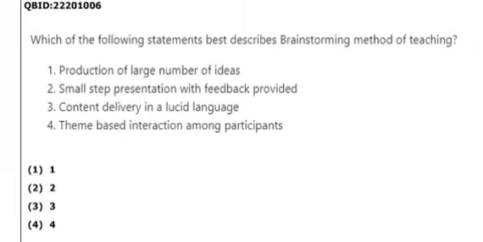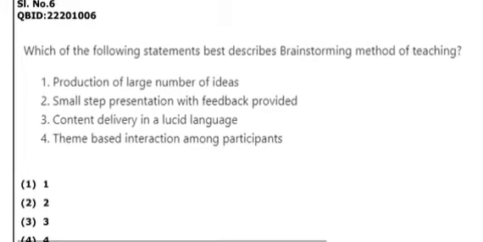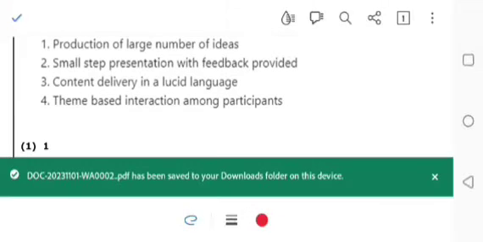Number 6 is the first question of ours. Which of the following statements best describes the brainstorming method of teaching? Production of a large number of ideas, small step presentation with feedback provided, content delivery in lucid language, theme-based interaction among participants. So we have read 4 options for the said question. Now what will be the correct option for this question? It will be production of a large number of ideas. This is the correct option.